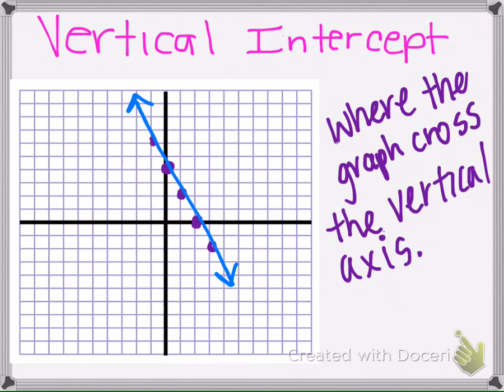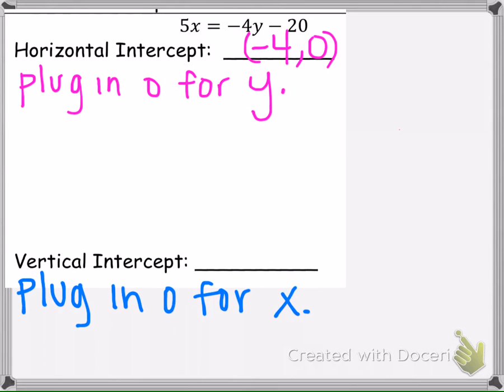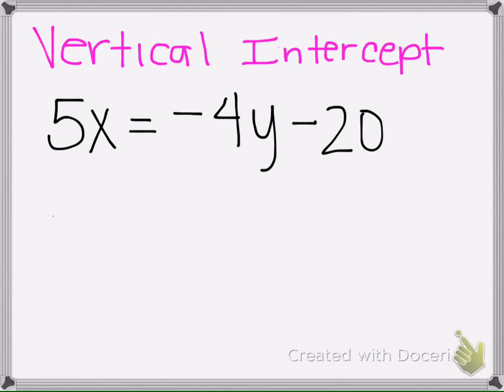This time we're asked to find the vertical intercept, so that just means where is it going to cross this axis right here. So in this example I made up, it would cross at (0, 4). So the vertical intercept is when the x value is 0. So algebraically we need to plug in a 0 for x. So we're going to take out the x and substitute 0.